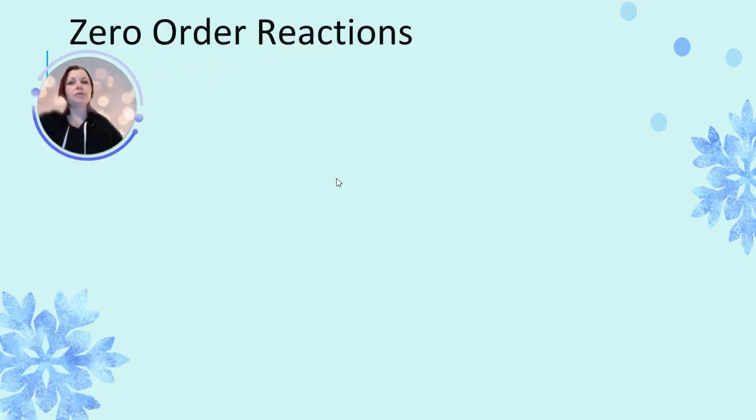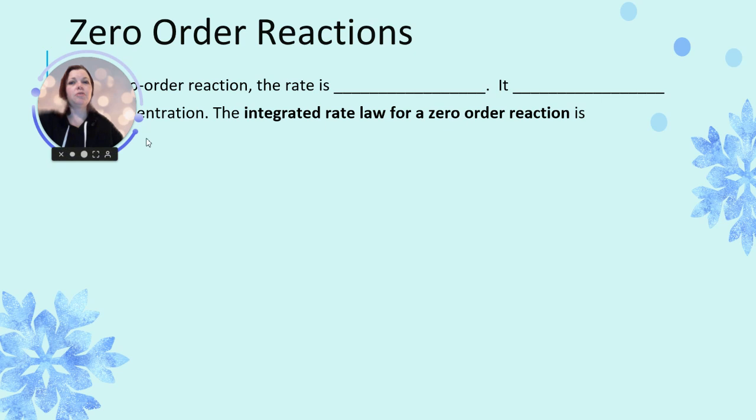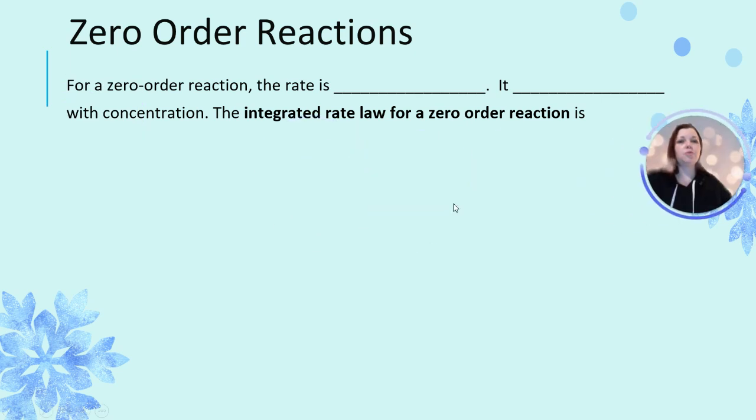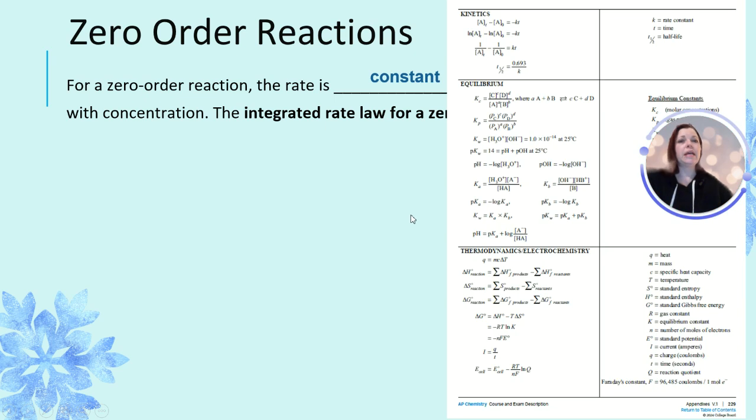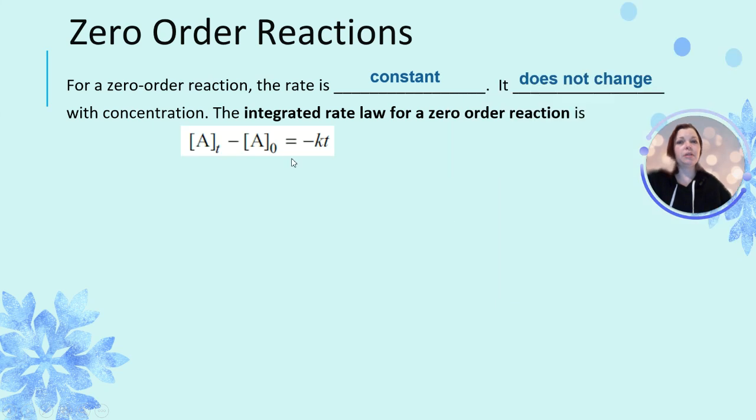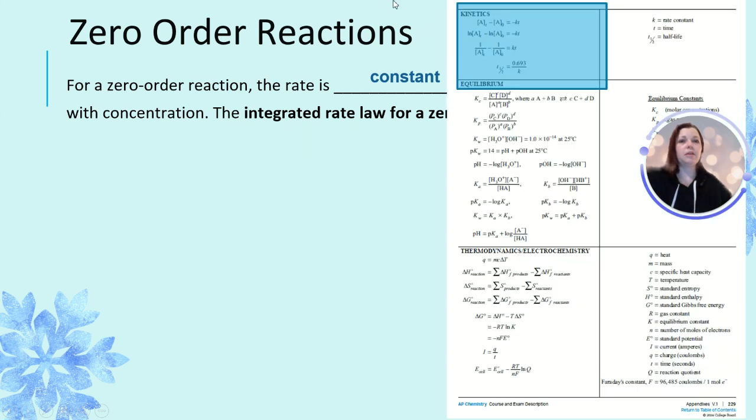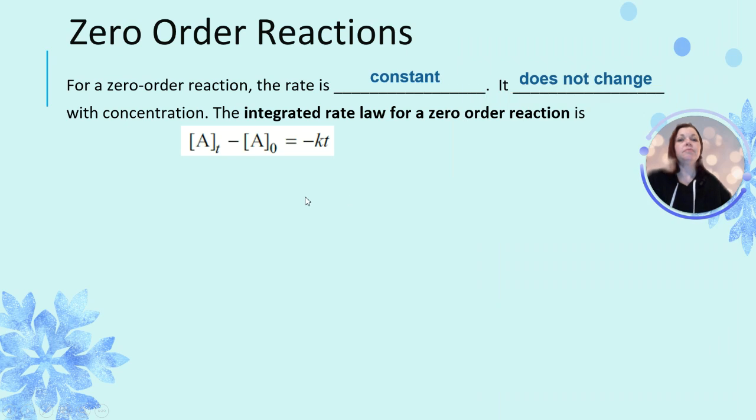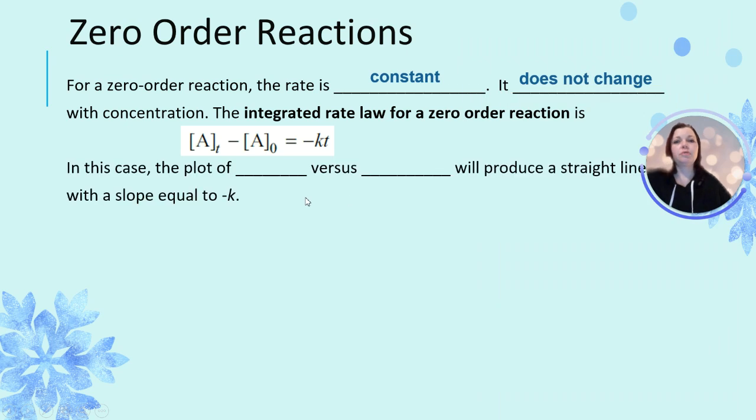So we're first going to think about zero order reactions. For a zero order reaction, the rate is constant. It does not change with concentration. The integrated rate law for a zero order reaction is found on the equation sheet. So here's the kinetic section, and the zero order rate law looks like this. If I go back, it's this very top one here. So this is the integrated rate law for a zero order reaction.